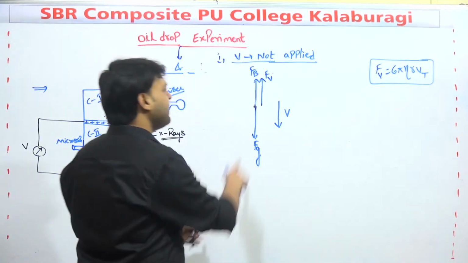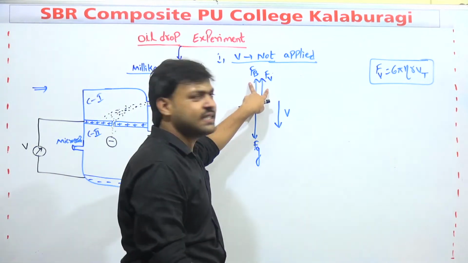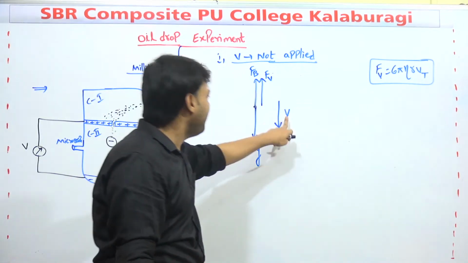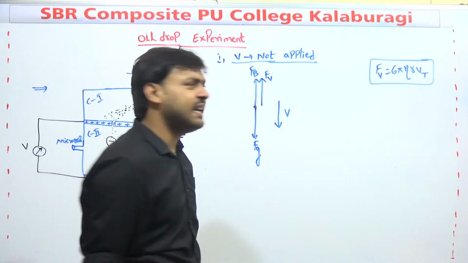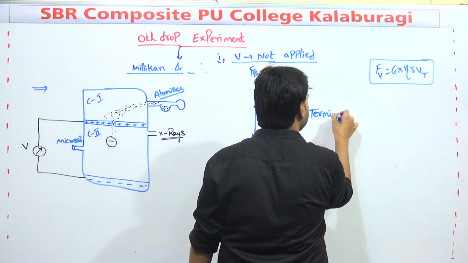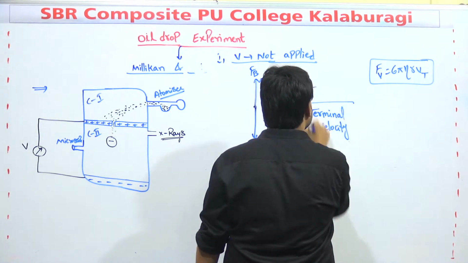But here, how many forces are acting? You have to understand this point, so that's why I'm spending more time here. Two forces are acting upwards and gravity is acting downwards. At a particular point, it will come where the drop will move with a constant velocity. That constant velocity we call terminal velocity.